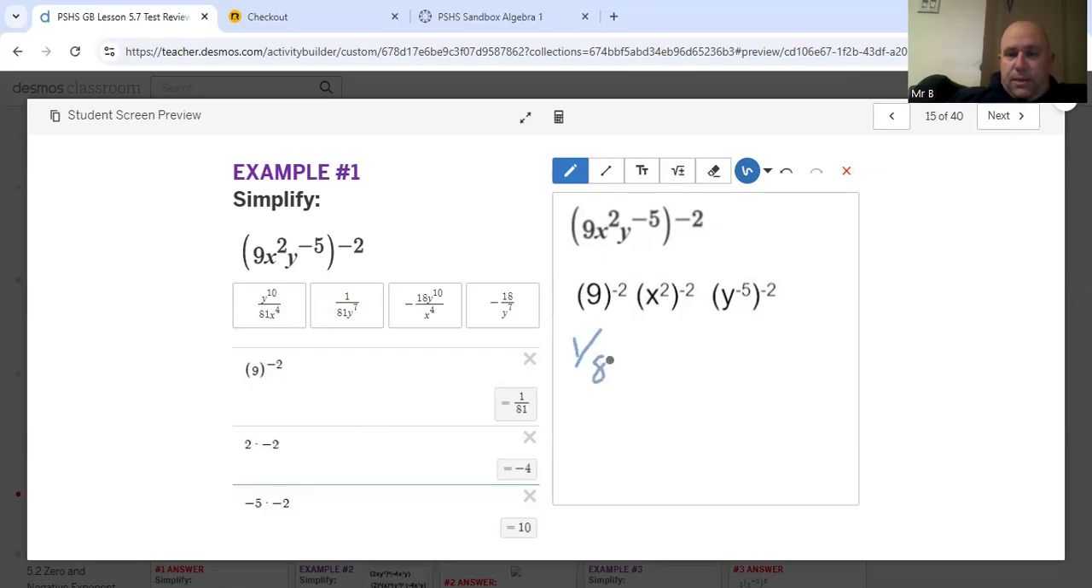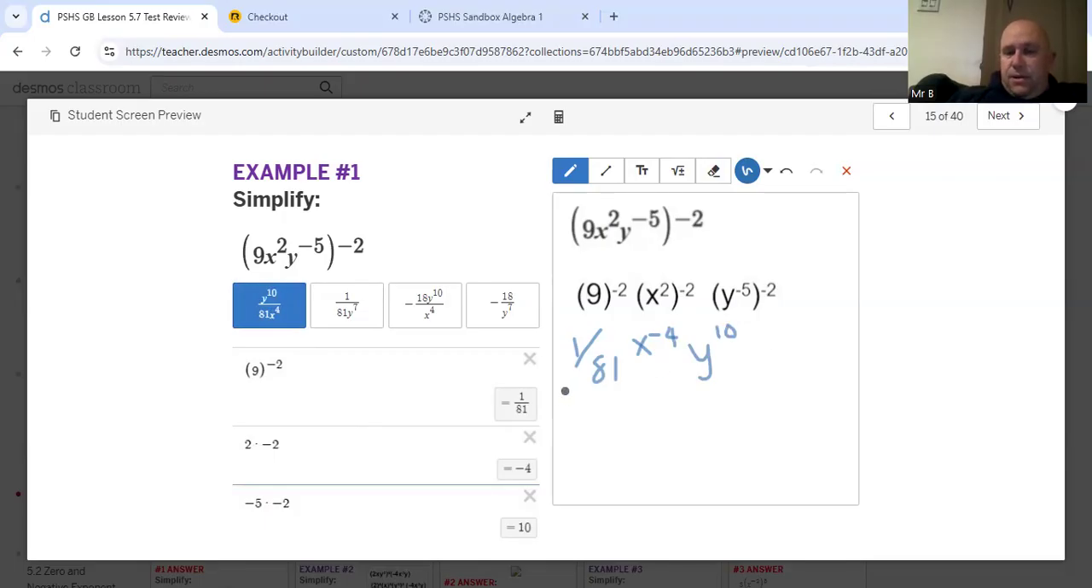And as I'm doing this, you can also notice as you look at the answers, some of these answers don't even have an 81 on the bottom of the fraction here. So I already know it's between A and B here. 2 times -2 is -4, using the power to power. And -5 times -2 is +10. And I can already see the correct answer is going to be A because it's the only one that has a y to the 10 and an 81 on the bottom.